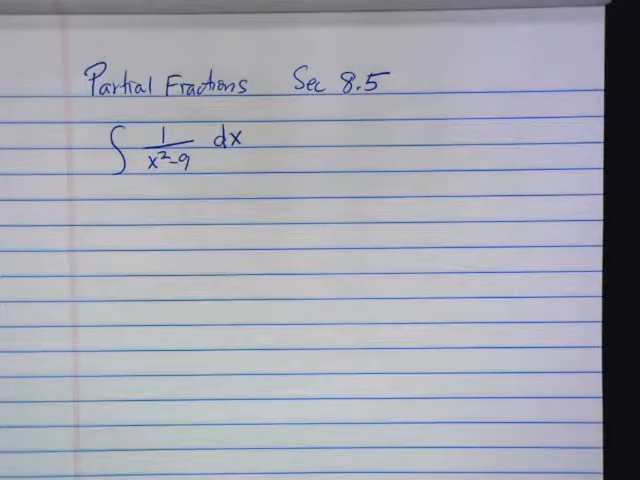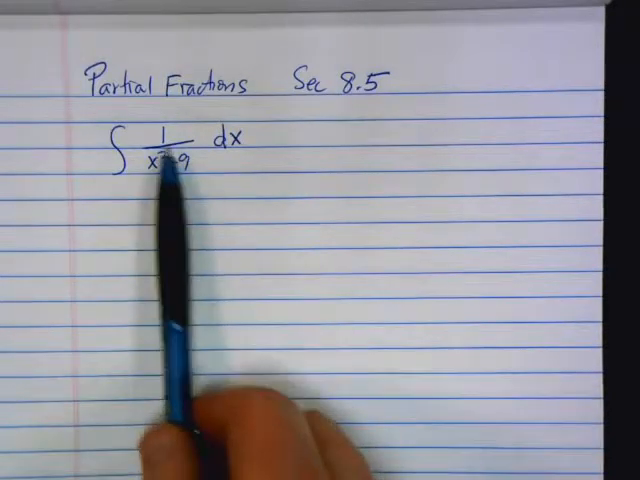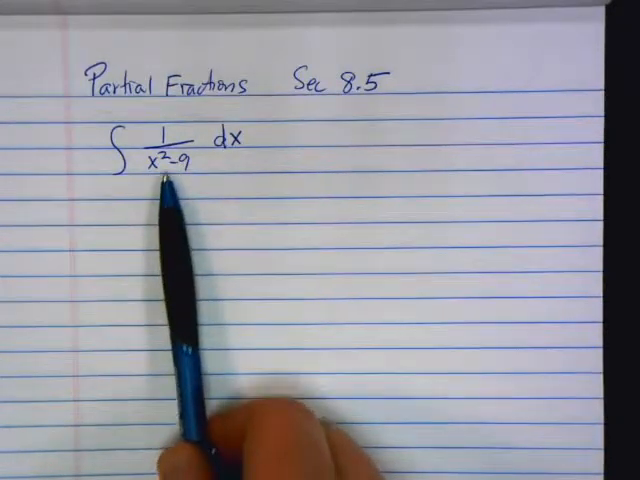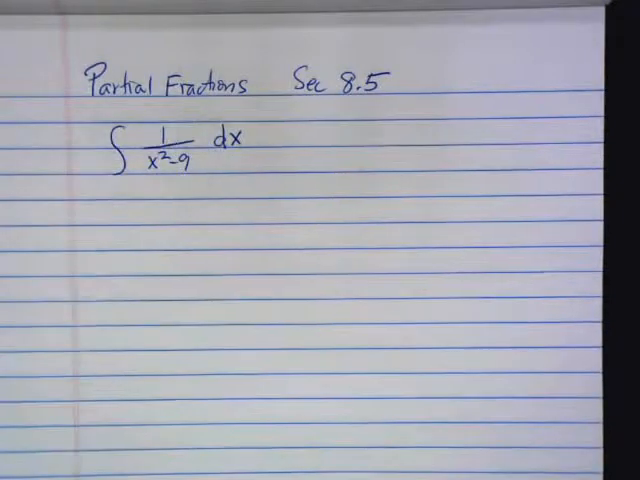U substitution, unfortunately, would not work. You're right. Because I would let u be the bottom. When I take the derivative, I would need a 2x. I don't have an x up on top to balance it with. Is it, I'm kind of guessing, hyperbolic tangent? Close. Inverse hyperbolic tangent.